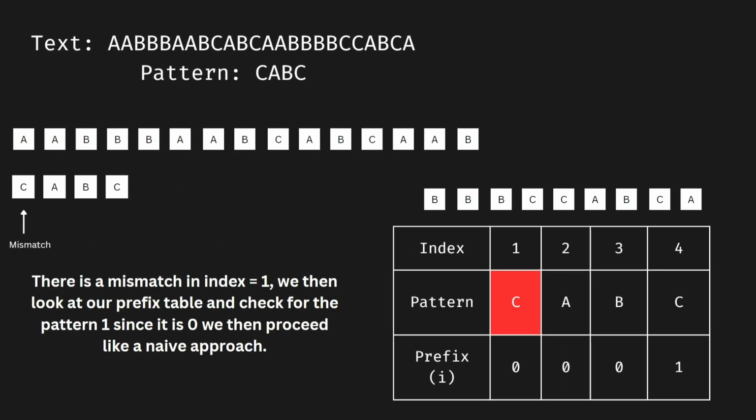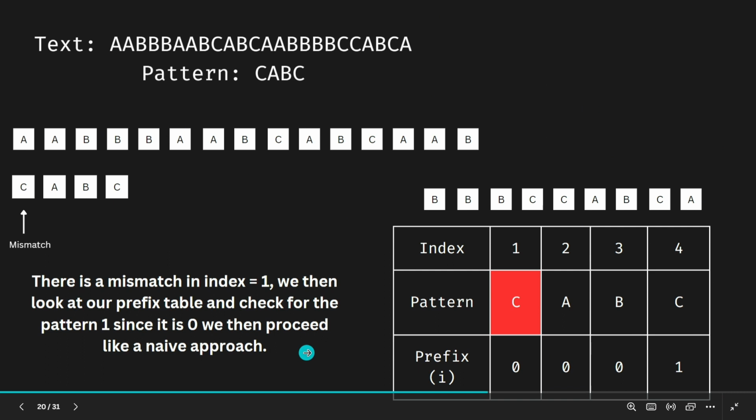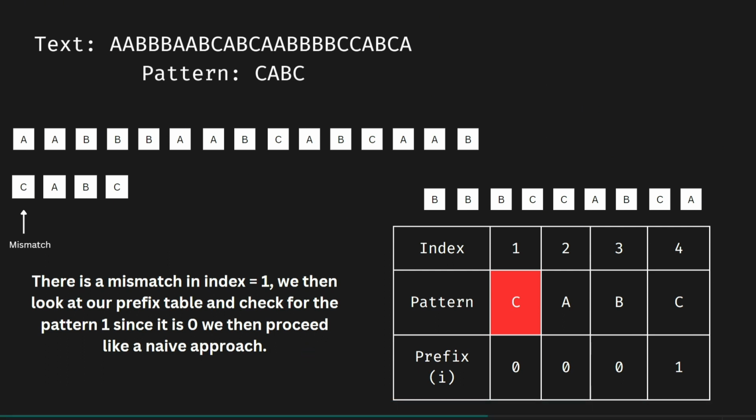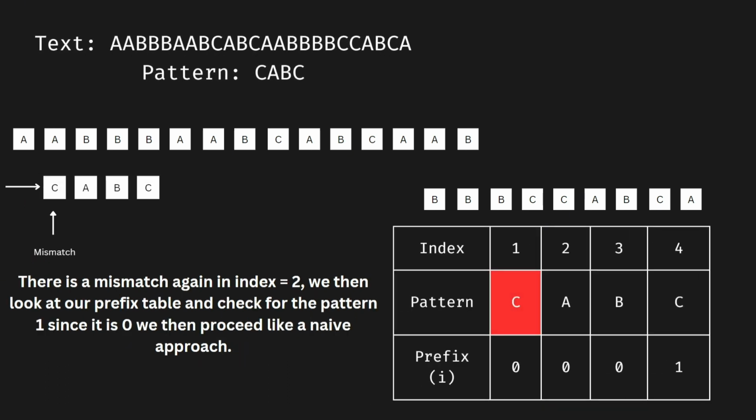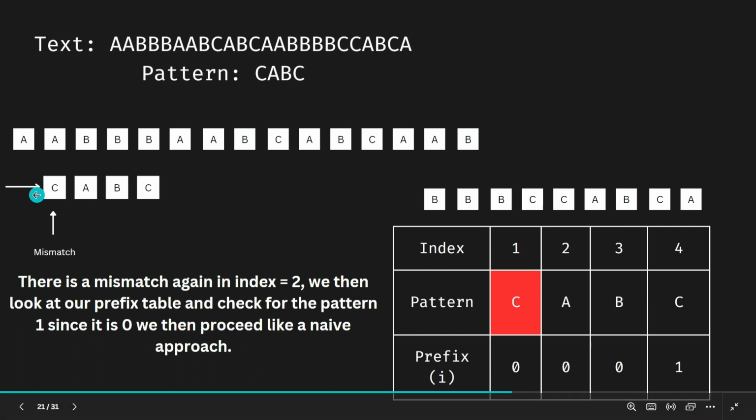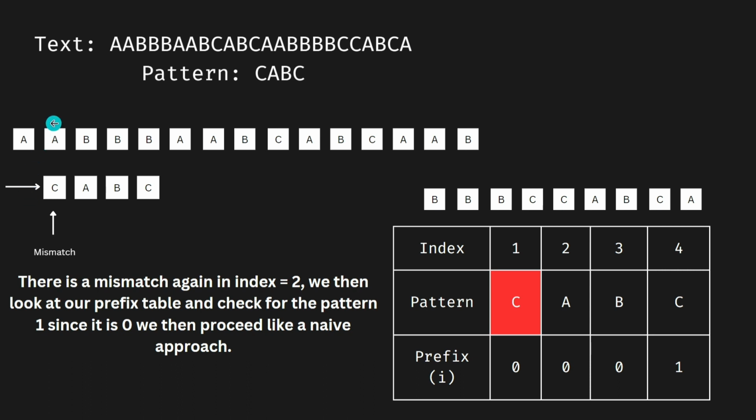And now let's try to solve this substring. For the first one, while we're trying to match, we can see that it already has a mismatch in index 1. So we then need to look at our prefix table and check for the pattern 1. Since it is 0, we then proceed like a naive approach. Like what I said earlier, in a naive approach, we just go to the next one, meaning we don't have to do anything here. We just go to the next index and the pattern table.